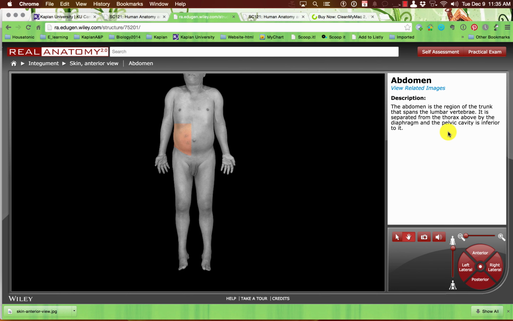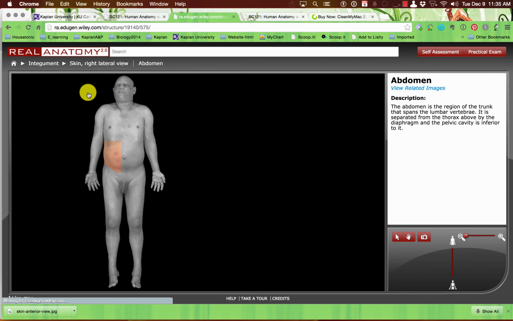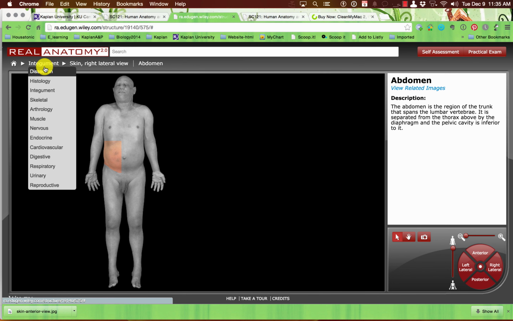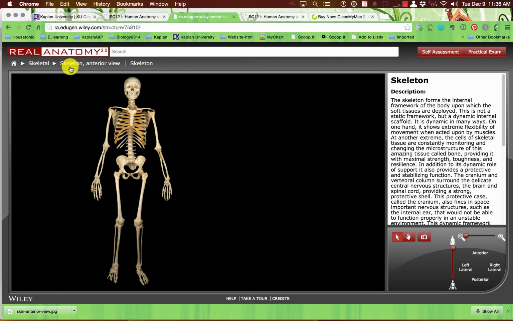Now I want to point your attention over here. Abdomen. First of all, you can read about it, which you should. Now we're going to view related images. Note that it's a link. Click. Now we can, let's say we take that picture. You know what? I'm going to go to the bones. Let's go to skeletal, because this is where a lot of students had trouble.